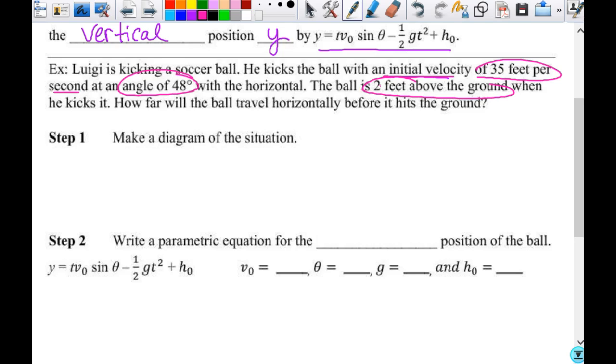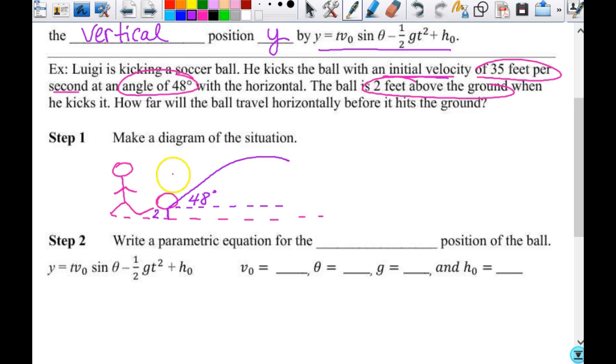So we're going to make a little diagram. Okay, so there's Luigi, with his weird kicking leg. All right, and he's going to kick this ball. Here's the ball that he's kicking, and here's the ground. All right, so it tells me that this is initially 2 feet above the ground, right? This is the angle at which he kicks it. That is 48 degrees with the horizontal. And his initial velocity is 35 feet per second. Okay, everybody good with that? Your pictures are better than mine.